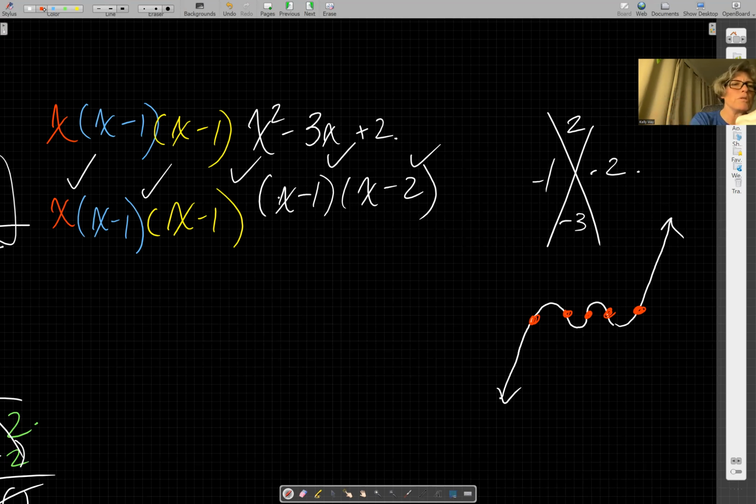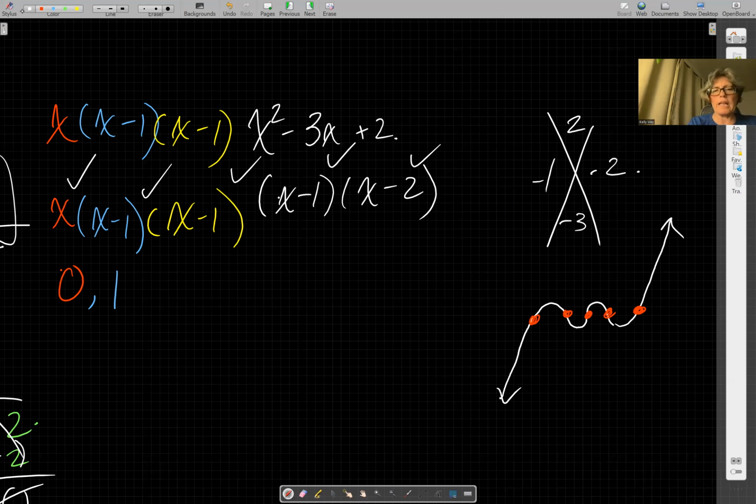What are our zeros? Well, that's x equals 0. We have x equals 1, 3 times. Technically there's going to be 3 instances of it crossing. And then we have our last one, of course, x equals 2.